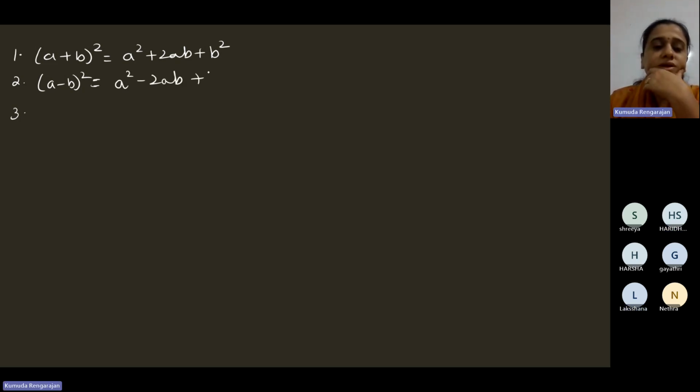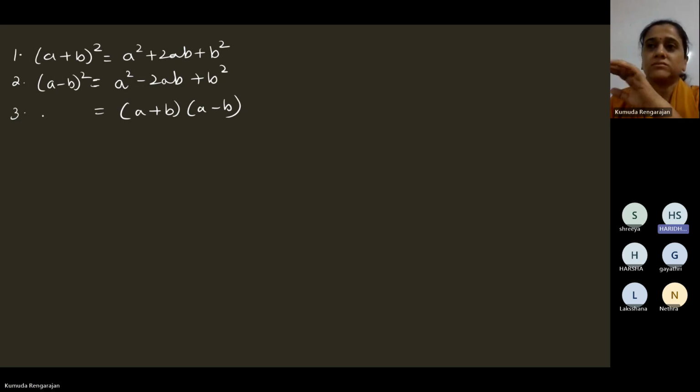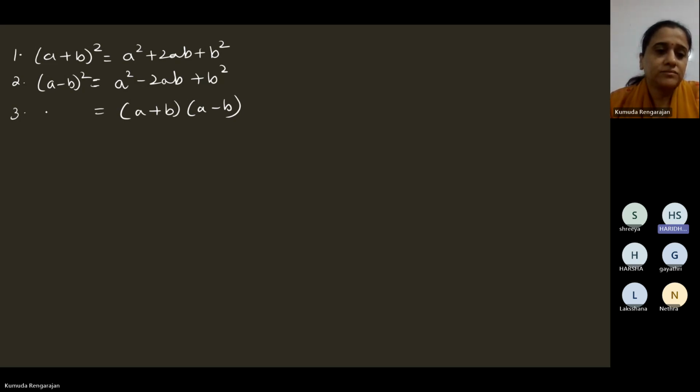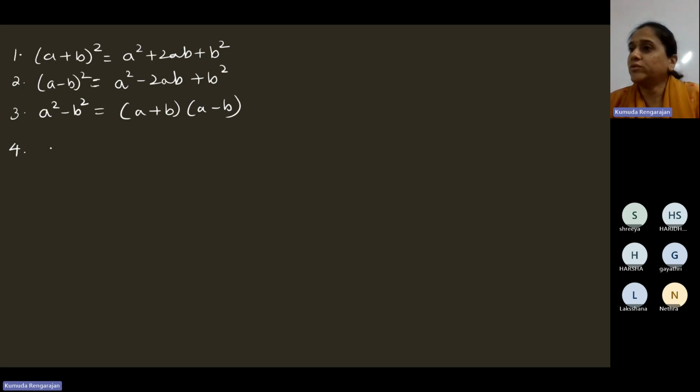Correct. Then you said a plus b into a minus b, right? What is a plus b into a minus b? Identity three, ma'am. Correct. Complete the identity. A plus b into a minus b is equal to? A square minus B square. A squared minus b squared. Very good. Thank you.